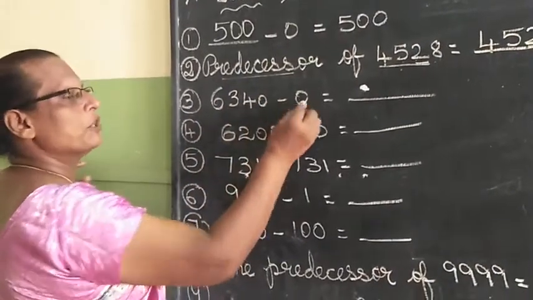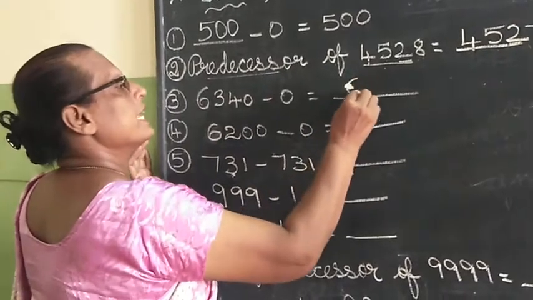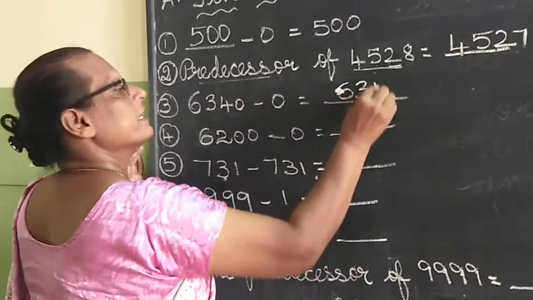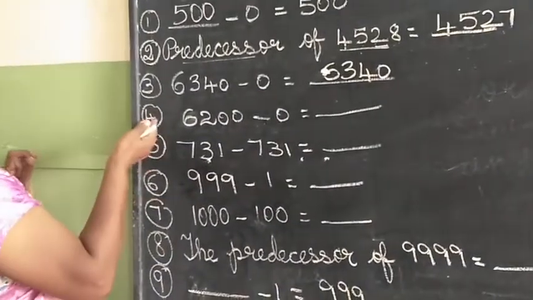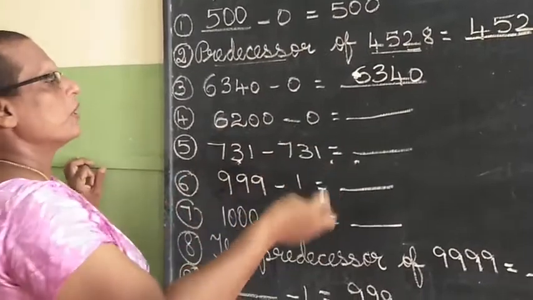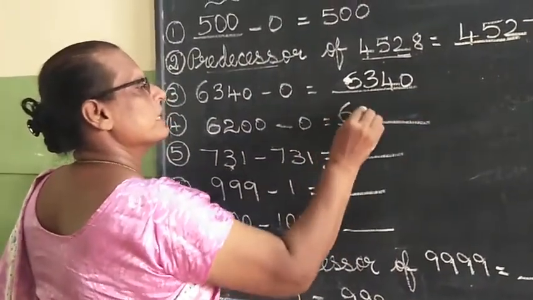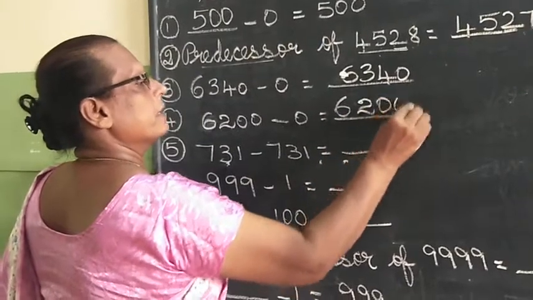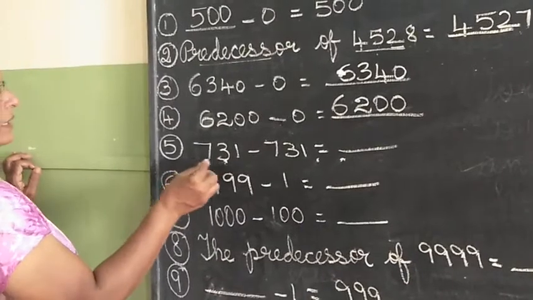6,340 minus 0 means what will come, children? The same number will come, 6,340. Okay, and now the fourth one, 6,200 minus 0 means what will come, children? The same number only, 6,200.